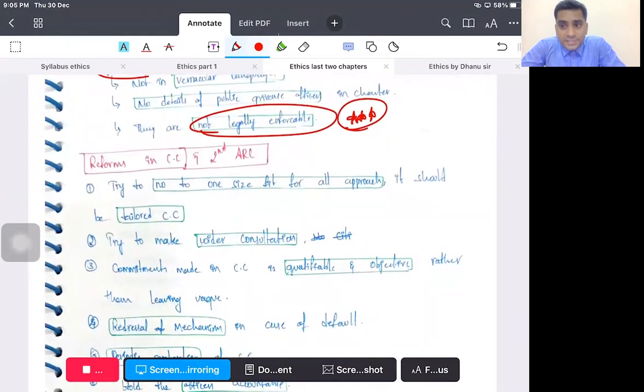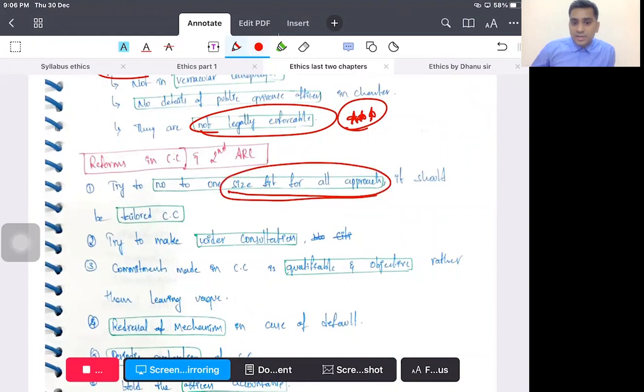Second ARC has clearly stated the things you have to keep in mind while framing this citizens charter. Don't go with a one-size-fits-all approach. Citizens charter should be tailored from department to department, from organization to organization. Do not assume that for the Ministry of Finance, everything will be one. Even inside the Ministry of Finance, there are various departments. Go for that department and prepare a citizens charter which is fit for that organization rather than a one-size-fits-all approach. Try to make wider consultation, right?